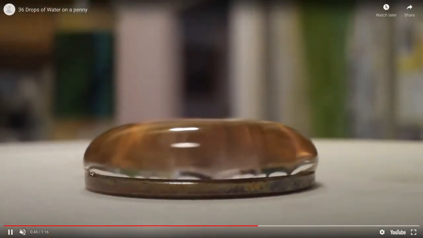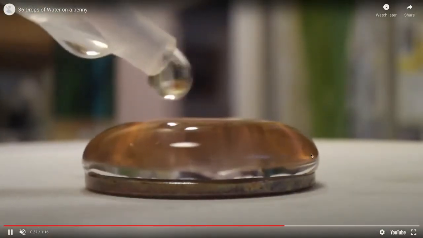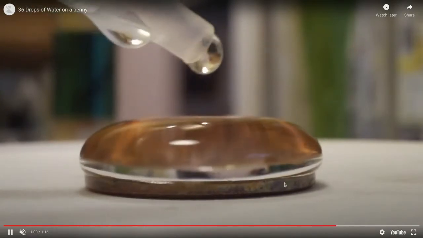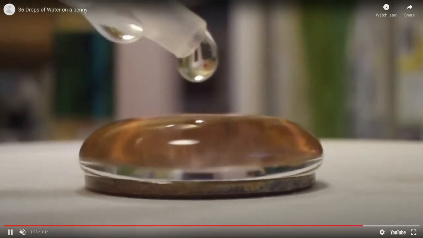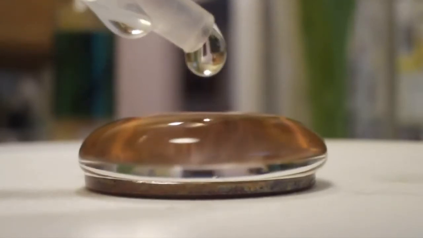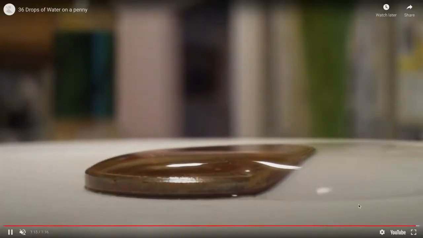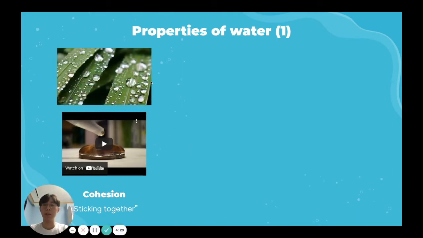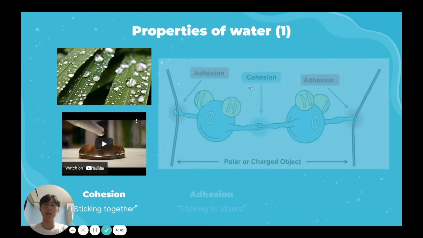And so as you can see here, water is continuously being added on the penny, but the water is not running off the penny because the water molecules are sticking together. But there will be a limit when the water overflows. So coming back to this slide, the cohesion forces of water is the reason why we can often see water in clumps in these drops on leaves.